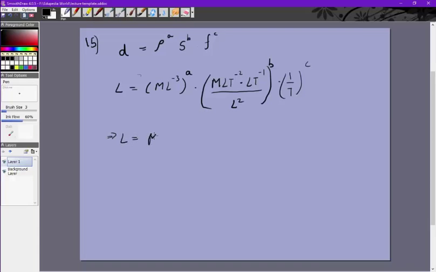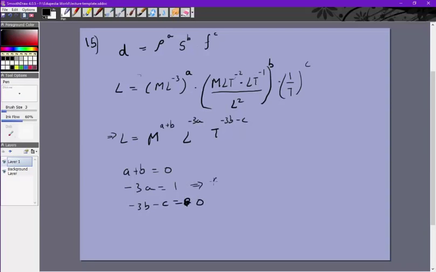Which means L is equal to M to the power a plus b, L to the power of minus 3a, and here we don't have any power of L because L and L cancel with L squared, and here also we don't have any power of L, and T to the power of minus 3b minus c. That's it. This means a plus b is 0, minus 3a is equal to 1, and minus 3b minus c is equal to 0.